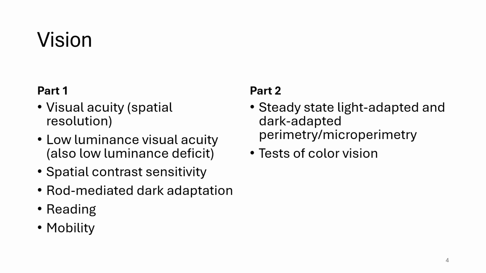In this presentation, I'll be discussing the following visual functions: visual acuity, low luminance visual acuity, or low luminance deficit, spatial contrast sensitivity, rod-mediated dark adaptation, reading, and mobility. Max will be discussing light and dark adapted perimetry and microperimetry under steady-state conditions and tests of color vision.